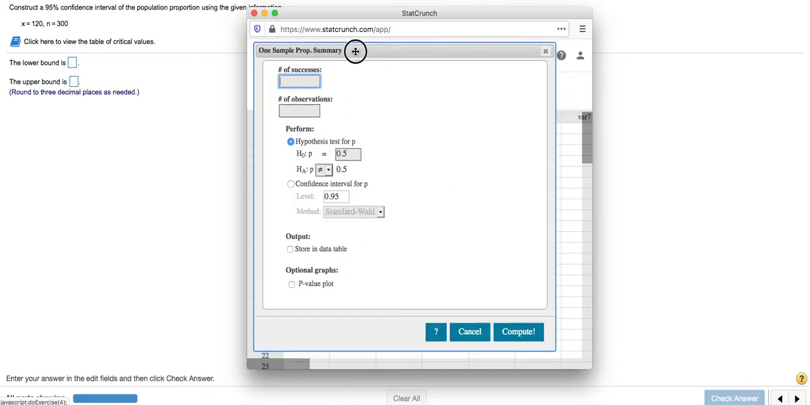Alright, so here's what opens. The information that appears over here, this number of successes is our value of X, which is 120. There were 120 successes out of a total of 300 observations, the value of N. In terms of what we want to perform, we're not talking about this thing called a hypothesis test. We're looking for a confidence interval, so I just make sure I select this down here. And then the level of confidence, well, the question says 95%. The probability here is 0.95. Those two match up. There's nothing else we need to do other than click compute.